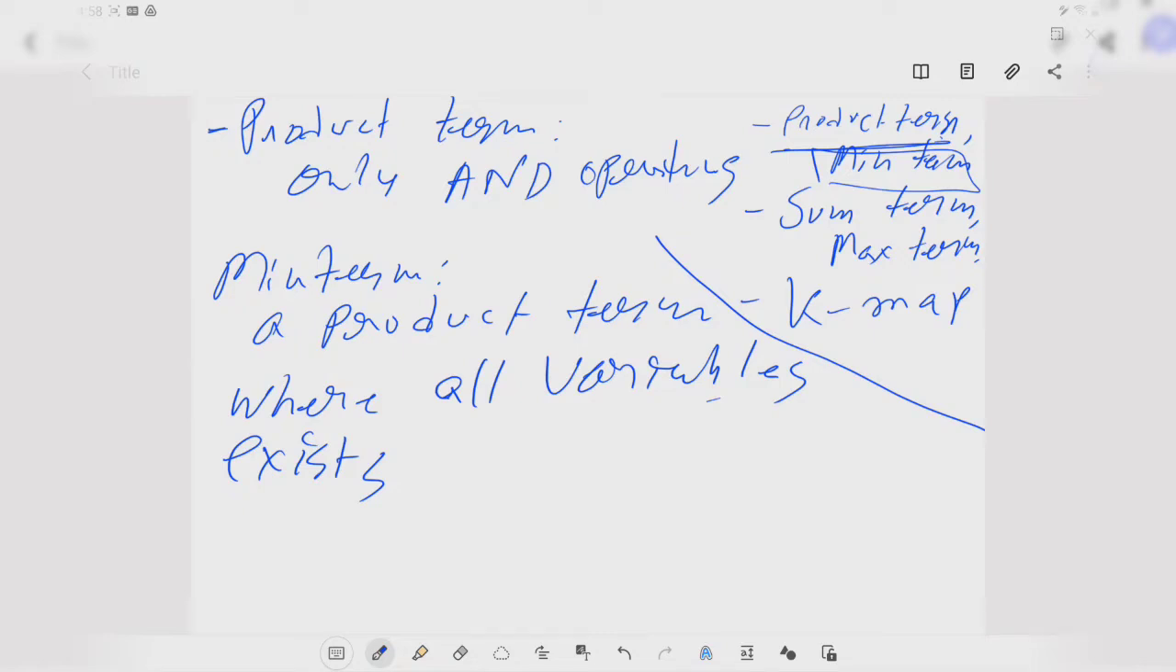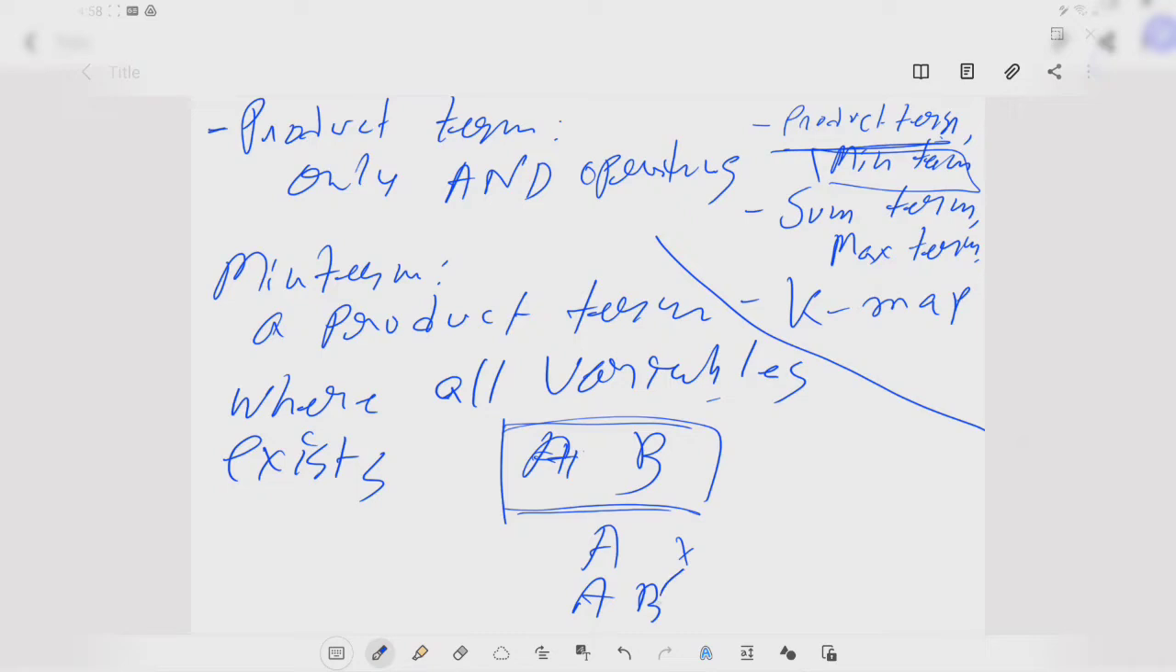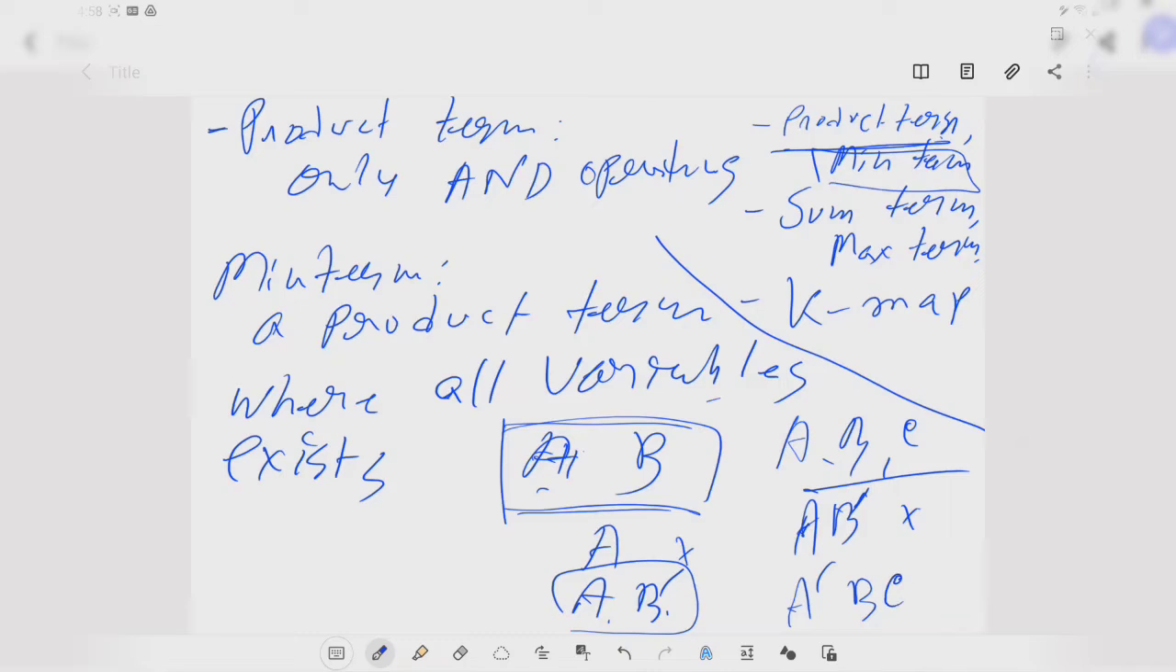For example, we have two variables, A, B, a system of two variables. In that system, we have only the variables A and B. So A is a product term, but it's not a min term. A, B prime is a product term. It's also a min term, because in this term both A and B exist. Now for a three variable case, A, B, C, A, B prime is not a min term, because C doesn't exist. A prime, B, C is a min term, because all of these three variables exist.